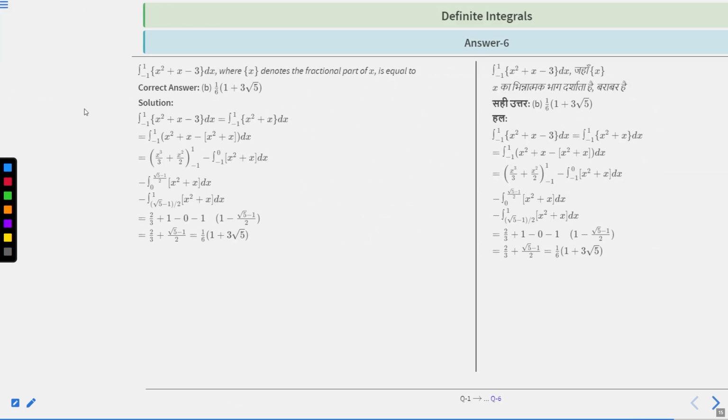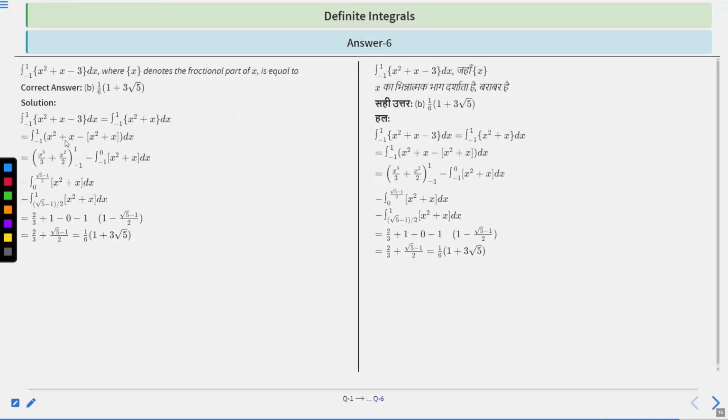Okay, let's move to the solution part. C. Integration of -1 to 1 of {x} of x square plus x minus 3 dx is basically integration of -1 to 1 of the fractional part of x square plus x dx, right? Because the fractional part of x plus a is basically the fractional part of x when a is an integer. Clear?